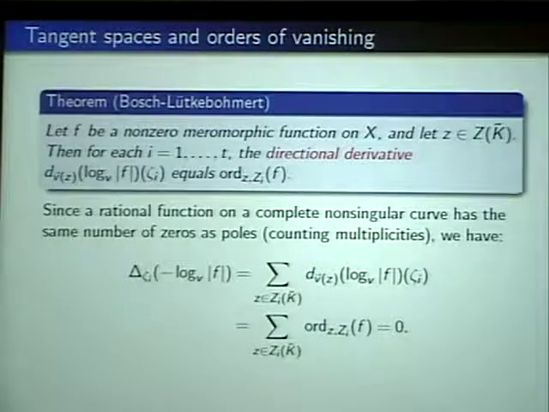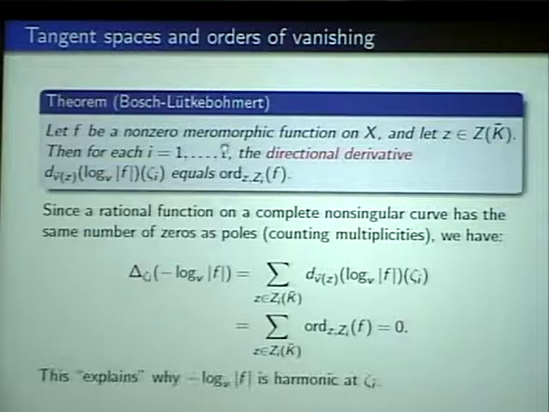So the fact that this function, minus log absolute value f, is harmonic at this point zeta_i ultimately rests on this interpretation of the directional derivatives as orders of vanishing, and the fact that on each irreducible component of the special fiber, the number of zeros equals the number of poles with multiplicity. And so this is related to this valuation polygon stuff that I was telling you about before. It's somehow a more geometric, more conceptual interpretation in terms of the theory of schemes. And so anyway, this explains why this function is harmonic at these special points zeta_i.